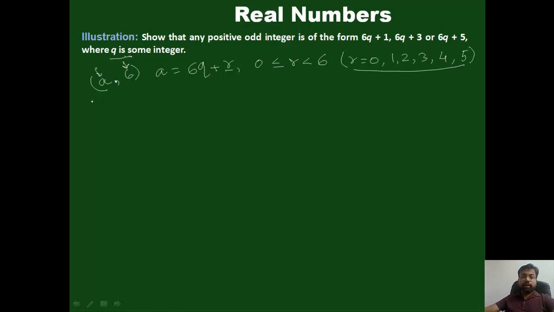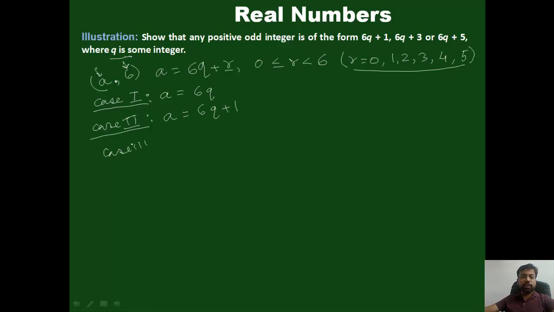Now for the number a, what will its form be if r is equal to 0? We have to consider all the possibilities and then prove that in all the possibilities the number a will come out to be 6q plus 1, 6q plus 3 or 6q plus 5 if it is an odd integer. A can be odd or even, both. So the first case is that a is equal to 6q plus 0, which is 6q. What is the second possibility for the number a? We know that a is any positive integer. We don't know if it is an odd integer. Euclid's division lemma holds true for any positive integer, so all possibilities for a are written over here.